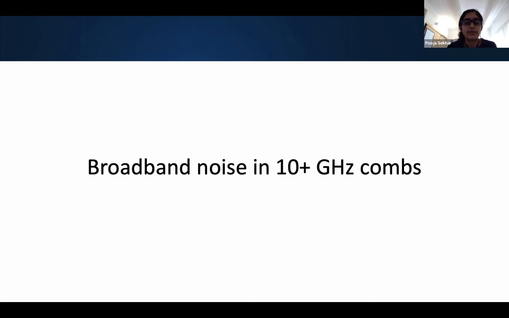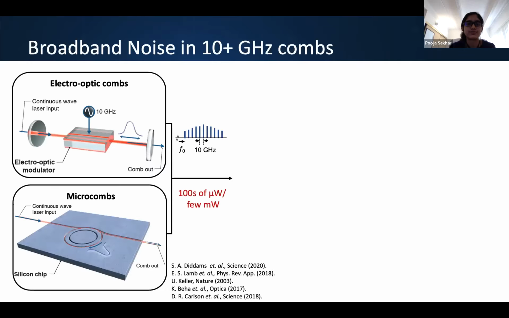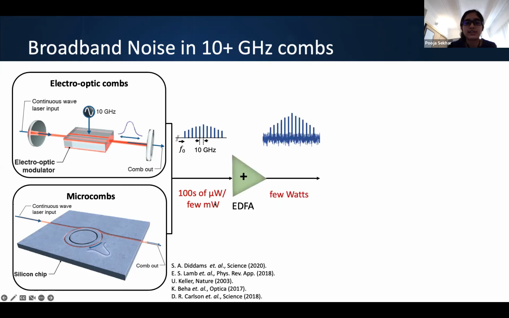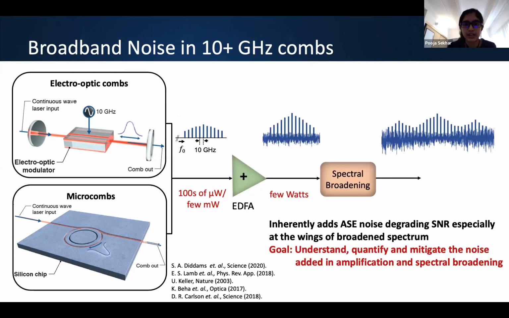And lastly, I'll briefly discuss the broadband noise present in these 10-plus gigahertz combs and why it is necessary to mitigate it. The recent technologies like electro-optic combs and microcombs that have been widely used for generating these high repetition rate combs give rise to optical powers in the range of hundreds of microwatts or a few milliwatts. In order to generate a broadband spectrum, it is necessary to amplify these low output power signals to a few watts, which adds noise in between the comb lines. And this noise gets even further amplified during the process of supercontinuum generation, which we need for generating an astrocomb.